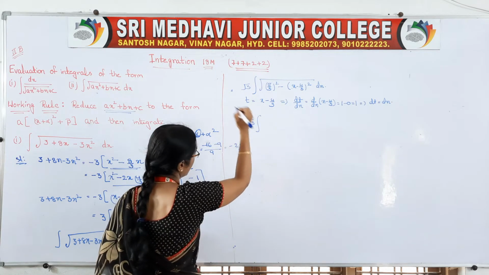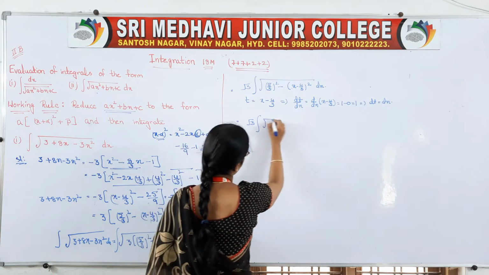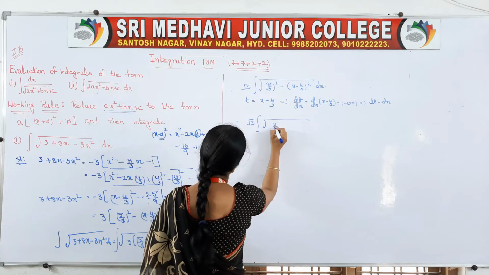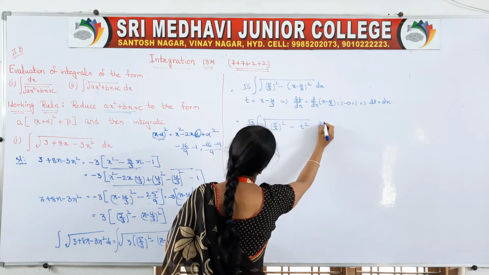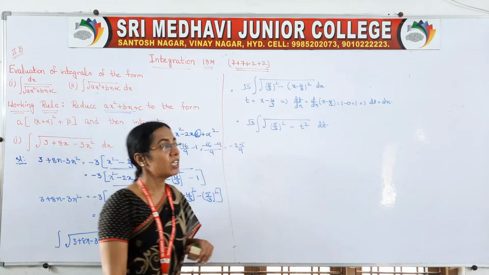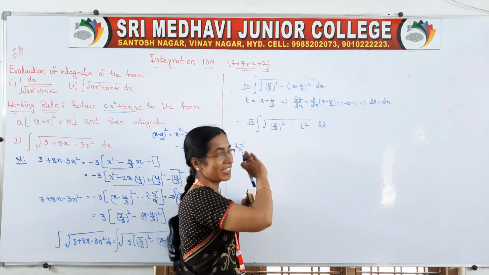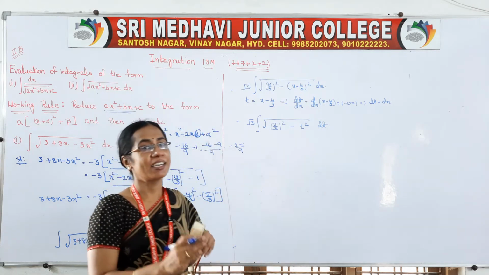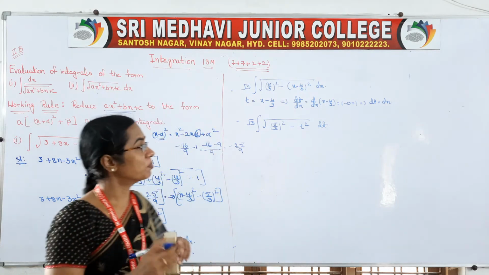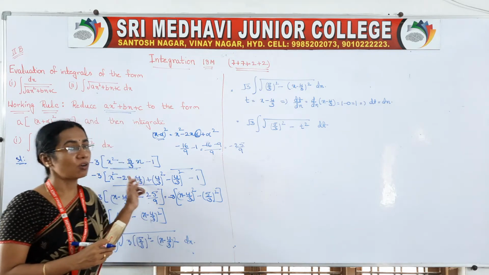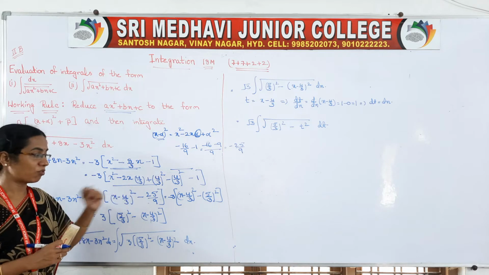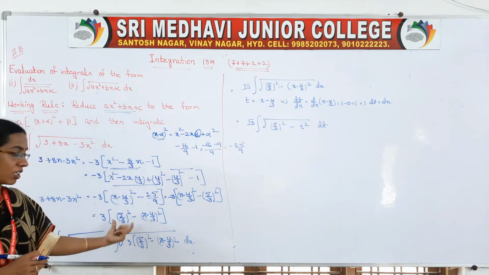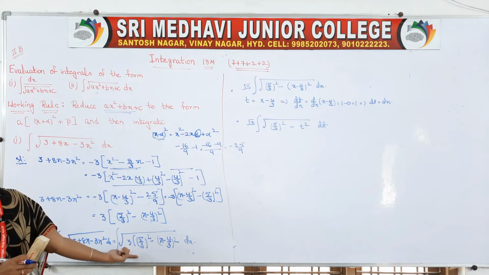Root 3 integral root of (5/3)² minus t² dt. So there is one formula, and now it is in your standard integral formula. Observe in all the problems how we did: first we reduced the value into one form, and after that we have taken the integral for that.